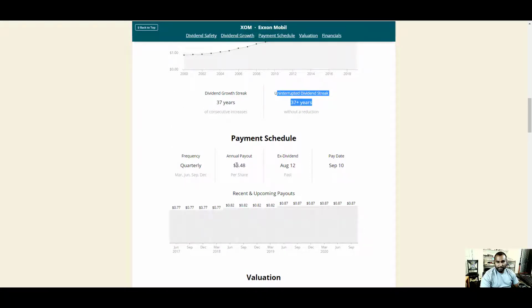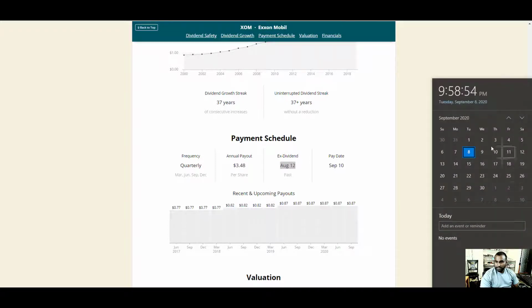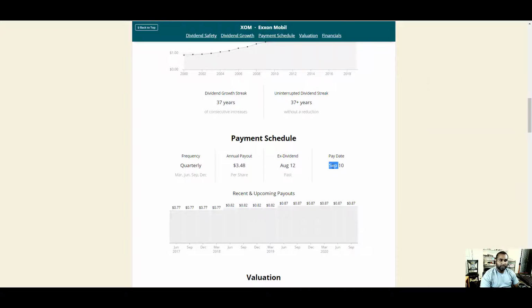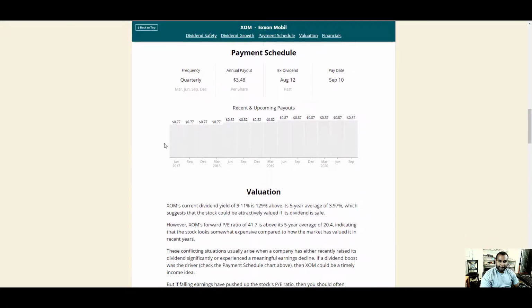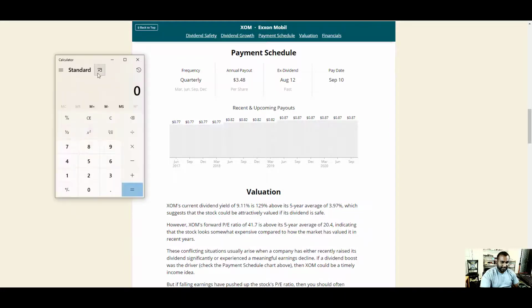Quarterly earnings, annual payout is $3.48. Ex-dividend August 12th, so I should actually get some dividend. I think I actually own 5 shares of this. Full disclosure, okay? And they're currently giving us 87 cents per share. So let's calculate quickly. Times 5, I am going to get $4.35, okay?